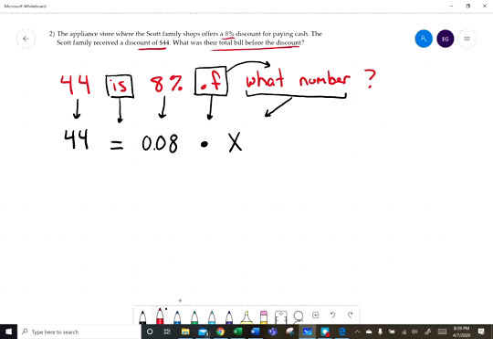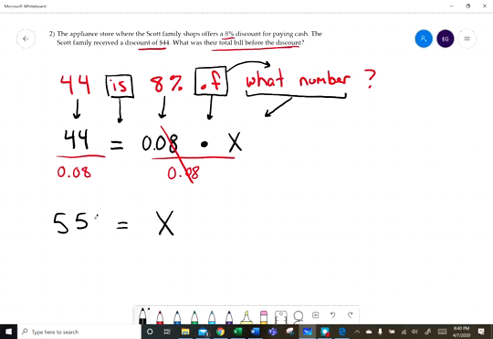So if 44 is 8% of what number, we want to isolate the X. You want to get X by itself or solve for X. So we have to divide. The opposite of times 0.08 is divide by 0.08. And whatever we do to one side, we of course have to do to the other side. So on the right-hand side, the times 0.08 and divide 0.08 will cancel. And on the left-hand side, 44 divided by 0.08. And if we pop that into the calculator, you will get 550.